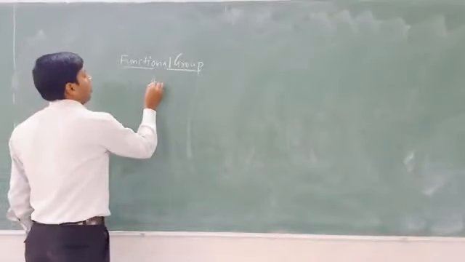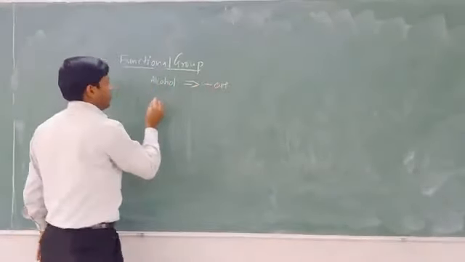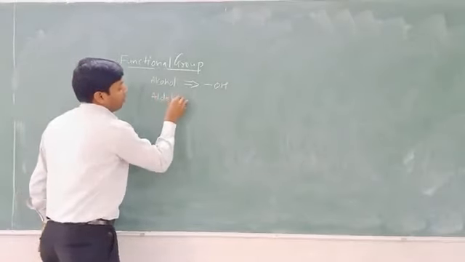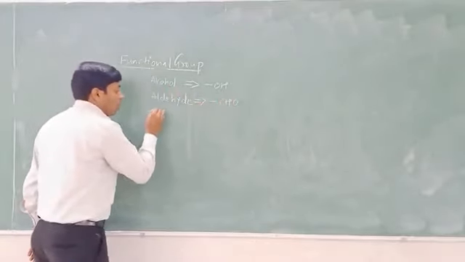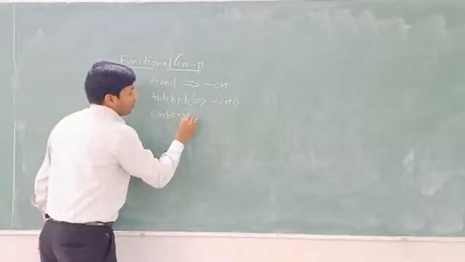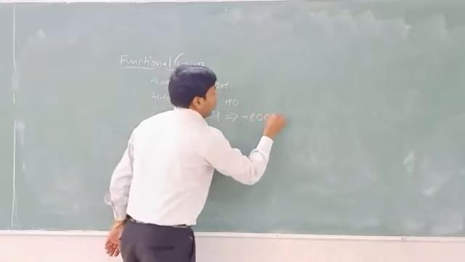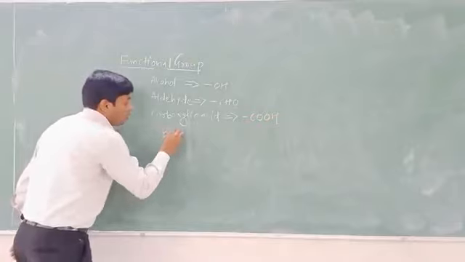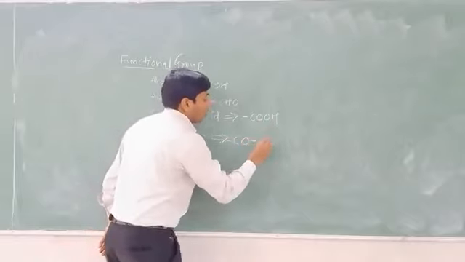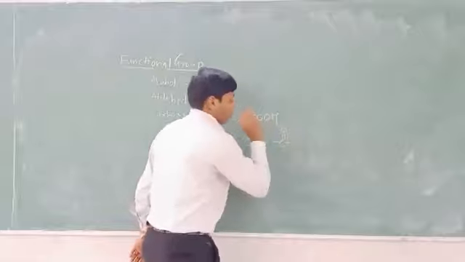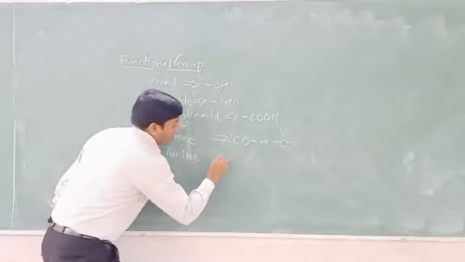Functional groups like alcohol, OH; functional group of aldehyde, CHO; functional group of carboxylic acid, COOH; functional group of ketone, CO, which can also be represented as C double bond O. Next, functional group of amine, NH2.